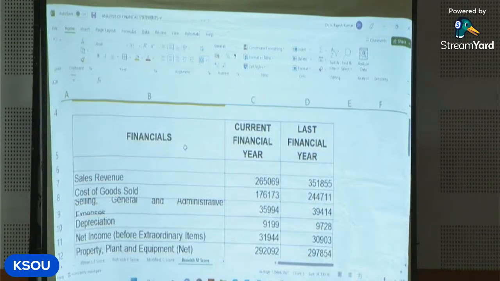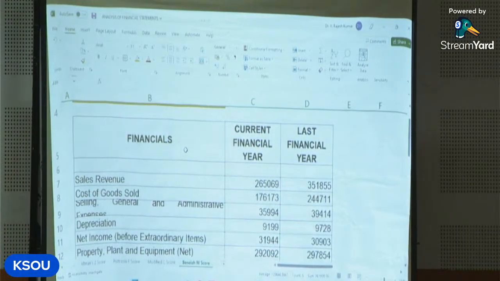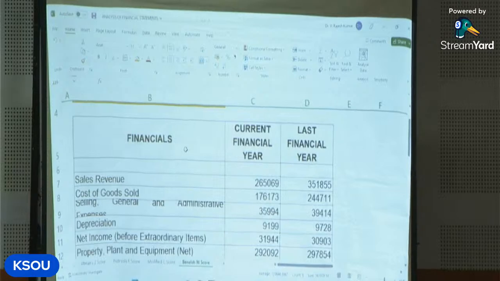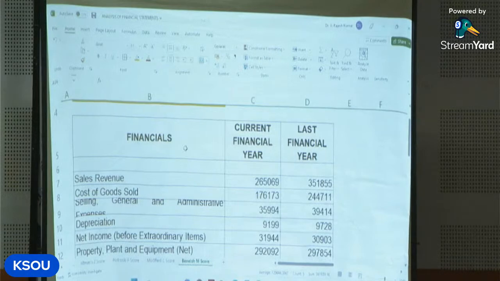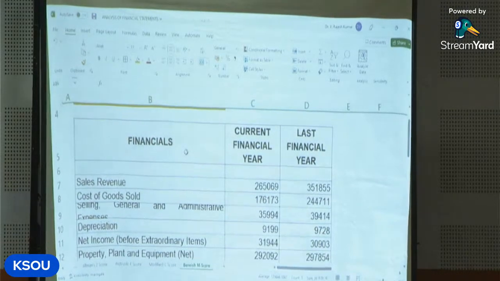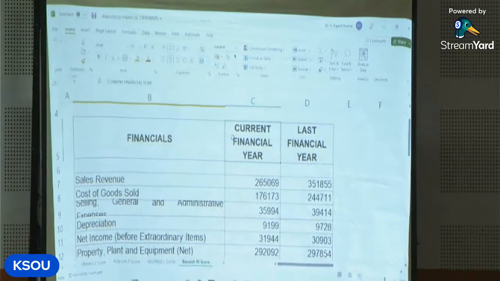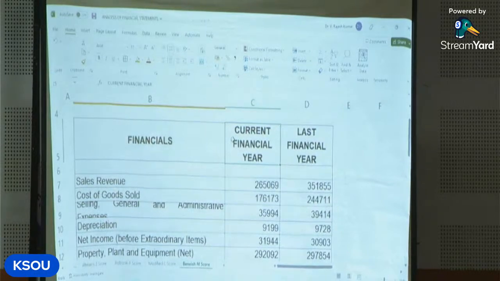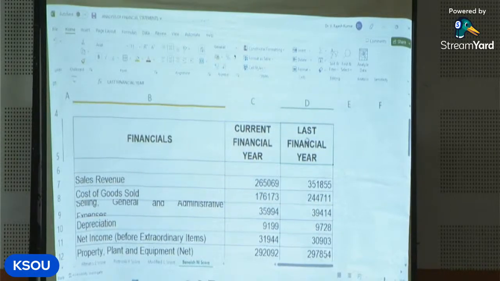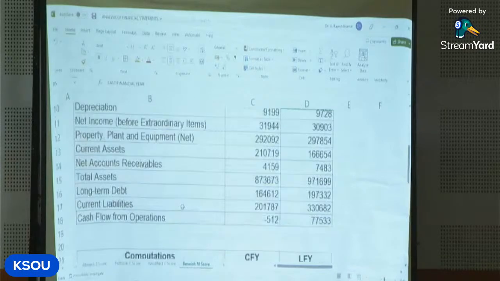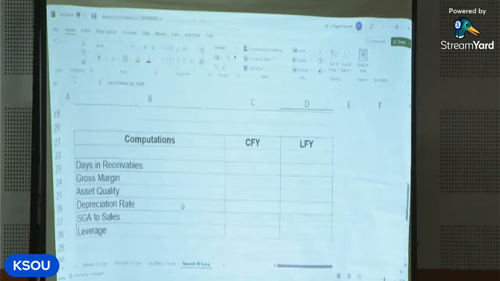So this is taken from Reliance Industries, from the annual reports. Everything is part of it. I took 2021 and 2020. So the current financial year is 2021 end, and the last financial year is 2020 March end. All this data is taken from the annual report. Where to take it, we know.